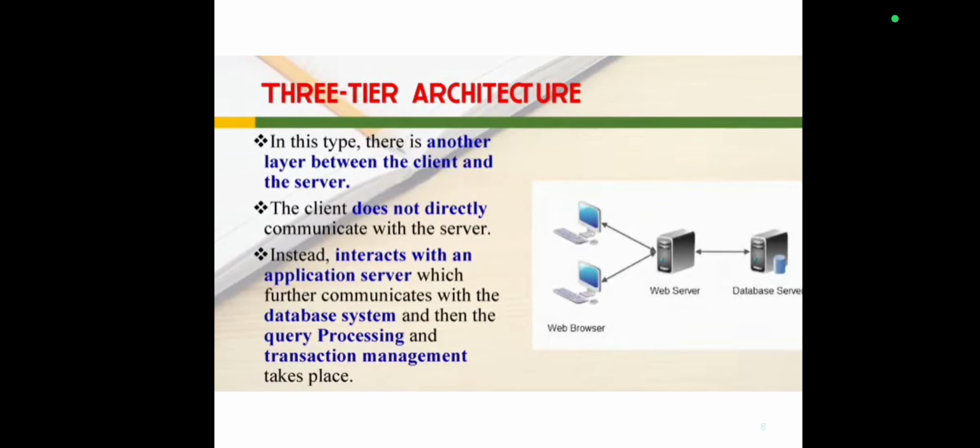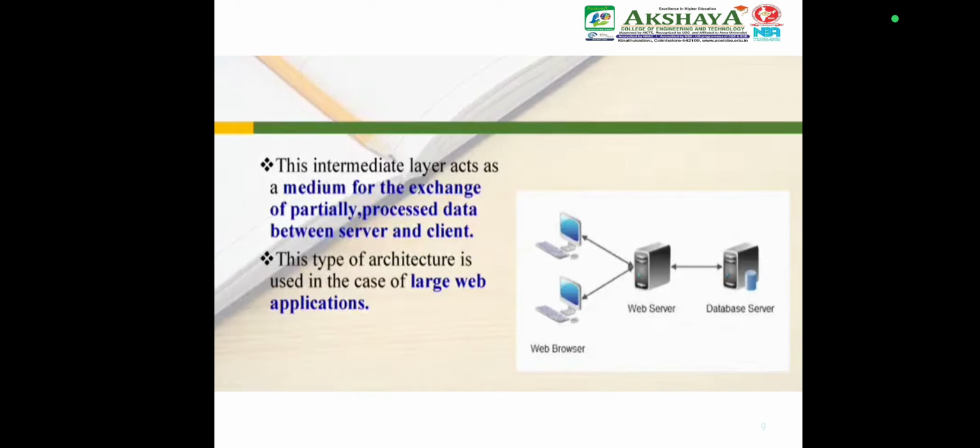Three-tier architecture. In this type, there is another layer between the client and the server. The client does not directly communicate with the server, instead it interacts with an application server, which further communicates with the database system, and then query processing and transaction management take place. This intermediate layer acts as a medium for the exchange of partially processed data between server and client. This type of architecture is used in case of large web applications.